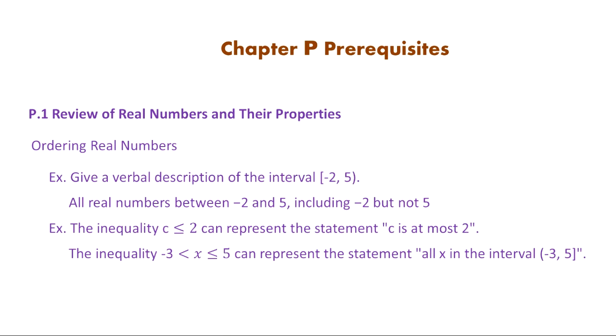By the way, how do you read this inequality? You just read it from left to right. So this inequality is -3 less than x less than or equal to 5. Or you can say x greater than -3 and less than or equal to 5. So you can read it from the middle also. All right. So that can represent the statement all x in the interval from -3 to 5.